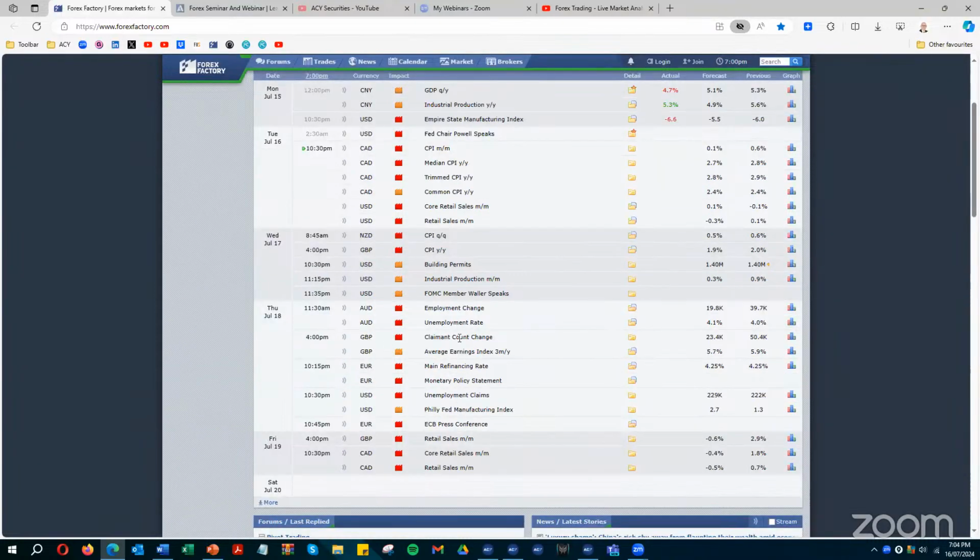Afternoon Thursday, we've got the UK claimant count change. Into the evening, the interest rate decision for the Eurozone.